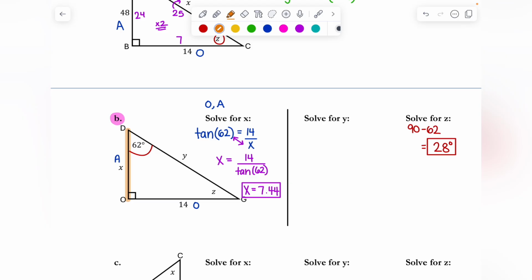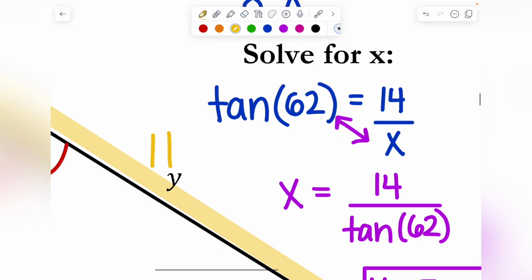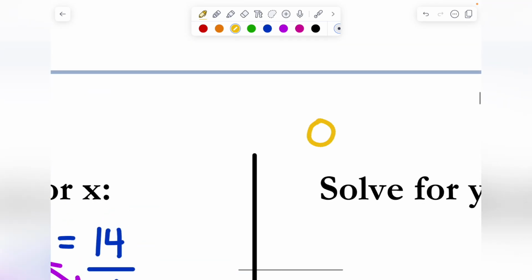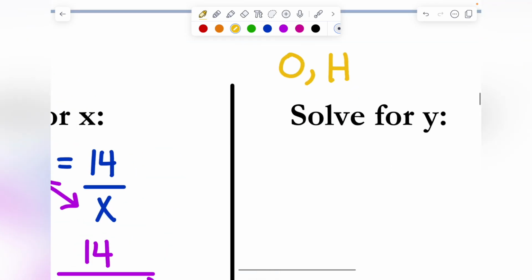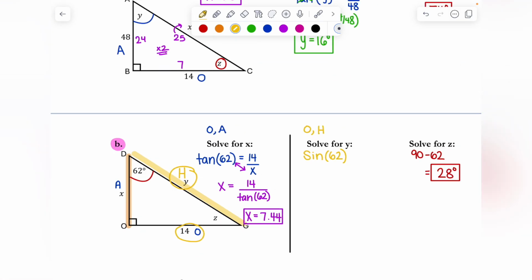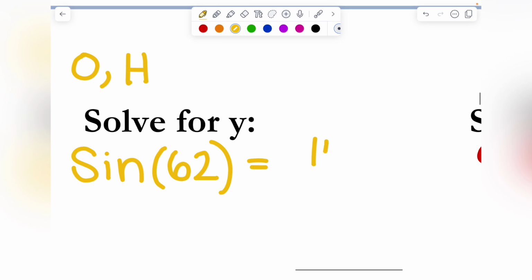Now solving for y, I would actually use trig again. This time I'm solving for the hypotenuse. And again, I'm going to use this opposite side and the hypotenuse to solve for y. Opposite and hypotenuse, so I'm going to use sine. It's always sine of the angle, so sine of 62 equals opposite over hypotenuse, 14 over y.